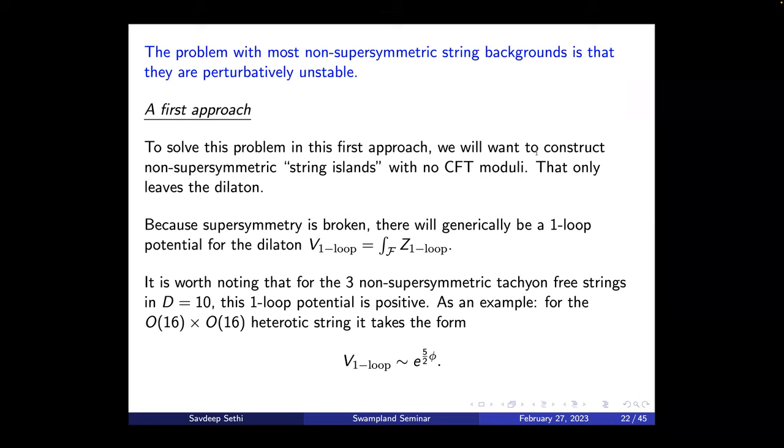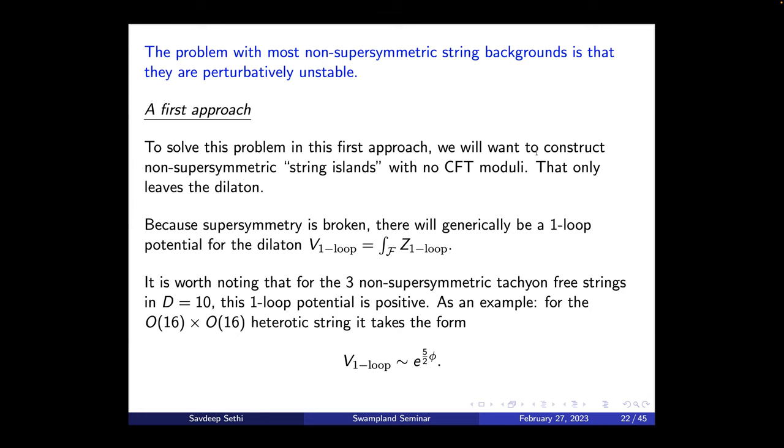So what's the problem with most non-supersymmetric string backgrounds? Well, the problem is that they're perturbatively unstable. Meaning as soon as you break SUSY, as we were just discussing, you'll generate a potential at one loop and things start rolling. And things are no longer stationary or static. So how should we address this question? How should we solve this?